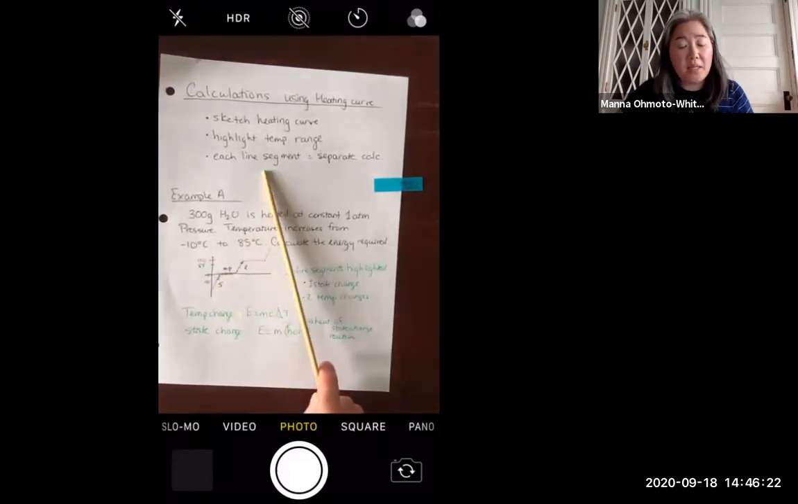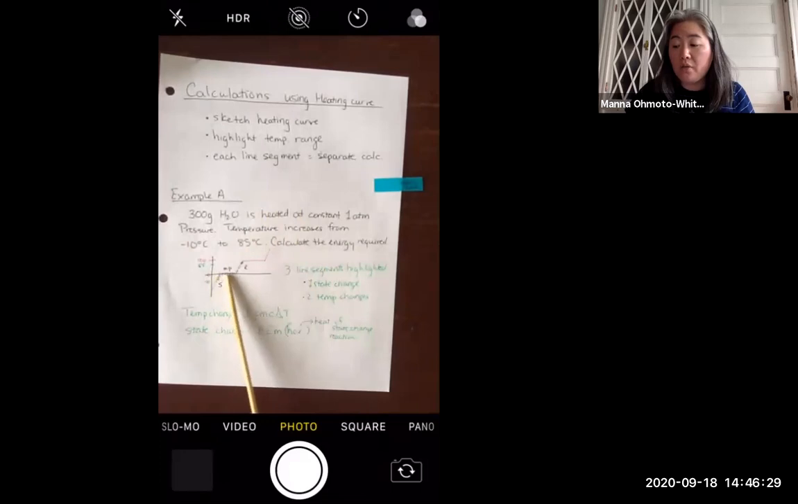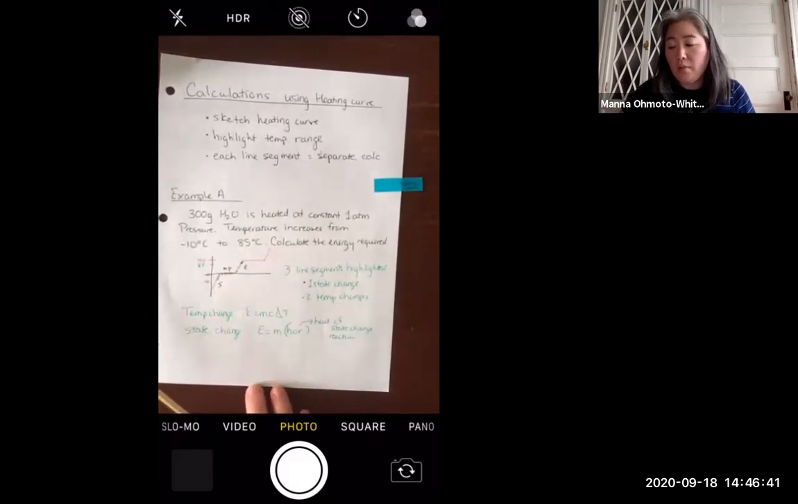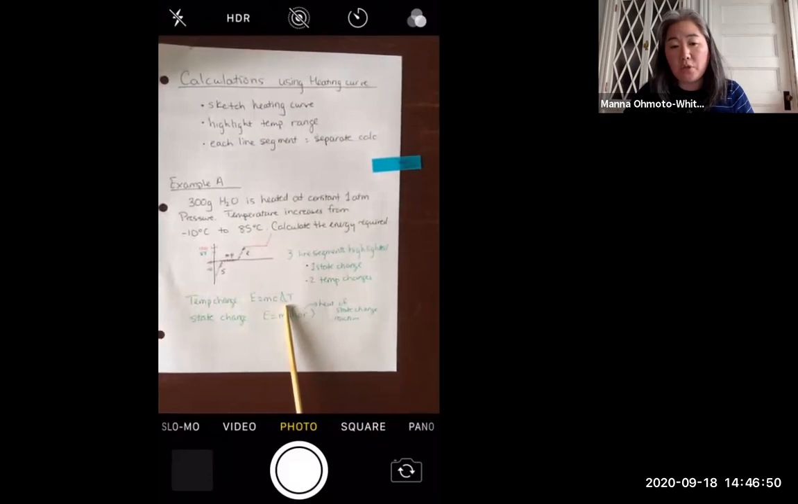Each line segment is a separate calculation. So in this, I have 3 line segments highlighted. One of them is a state change, and there are 2 temperature changes. I know it's a temperature change because there is a change in Y that is not 0. Anytime I have a temperature change, the amount of energy required is going to be multiplied by the mass times the specific heat times the change in temperature.